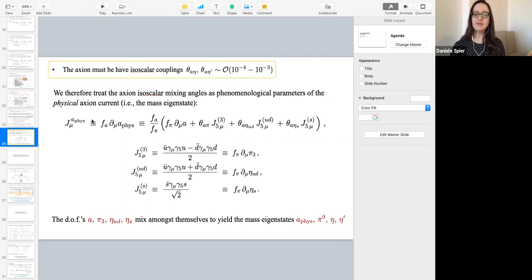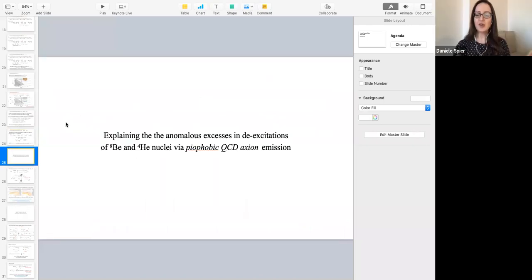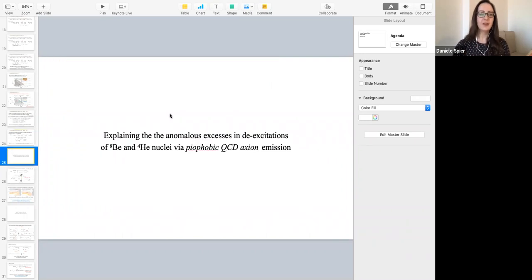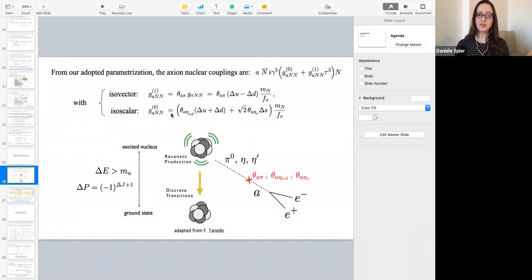Yes, but my point is, if I want to compute the axion coupling to gamma gamma, I better be using this current and not the PQ current. Yes, I agree. Okay, good. So I also need to use this current and not the PQ current to understand the axion couplings to nucleons.